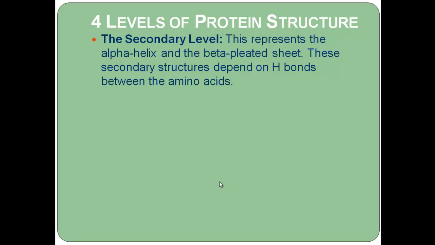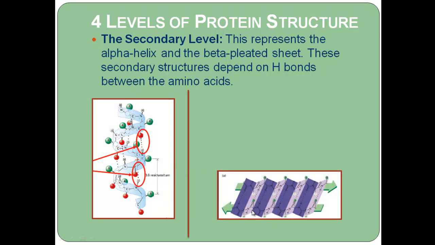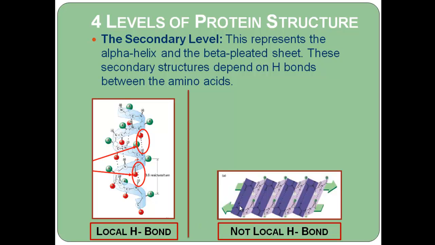The secondary level of protein structure represents two main structures, known as the alpha helix, pictured here on the left, and the beta pleated sheet. While peptide bonds are crucial for the primary structure, these secondary structures depend on hydrogen bonds, and that's between the hydrogen atom and an electronegative atom, which in this case is oxygen on the carboxylic groups. In the case of alpha helix structures, these hydrogen bonds are considered local, as they are on relatively adjacent amino acids in the helical structure. They're approximately 4 amino acids away. In the beta pleated sheet, however, these bonds are not considered local as they're farther apart.